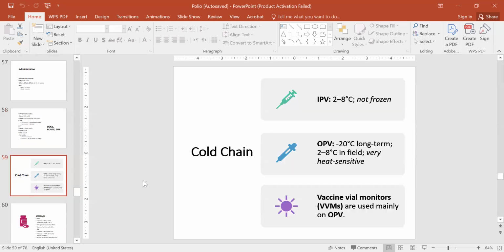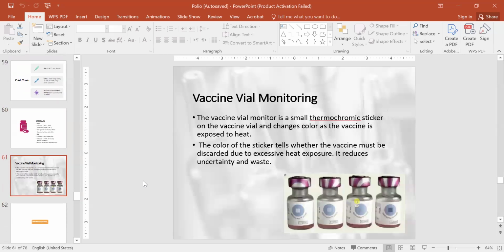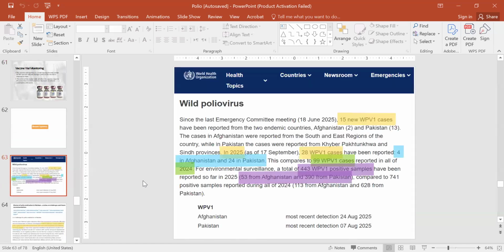The cold chain: in case of IPV it is 2 to 8 degrees centigrade, and it's not frozen. For OPV it is minus 20 degrees centigrade for the long term and 2 to 8 degrees centigrade in the field, and it's very heat sensitive. Vaccine vial monitors are used mainly for OPV. Efficacy of OPV is 95 to 100% after 3 doses, and in case of IPV, 99% after 3 doses. So this is vaccine vial monitoring. It's actually a sticker placed on the vial, and it changes color with the change of temperature. So it gives us a clue about whether we should use the vaccine or not.